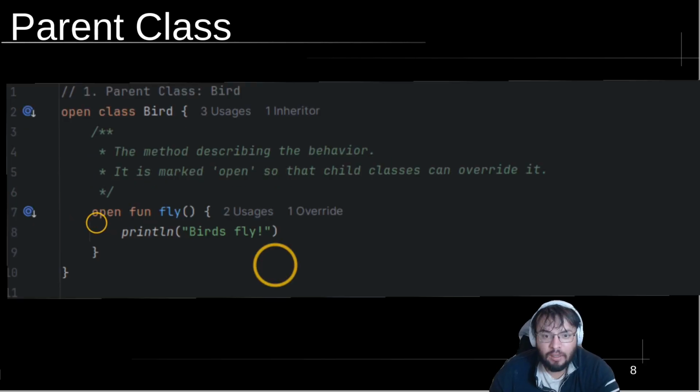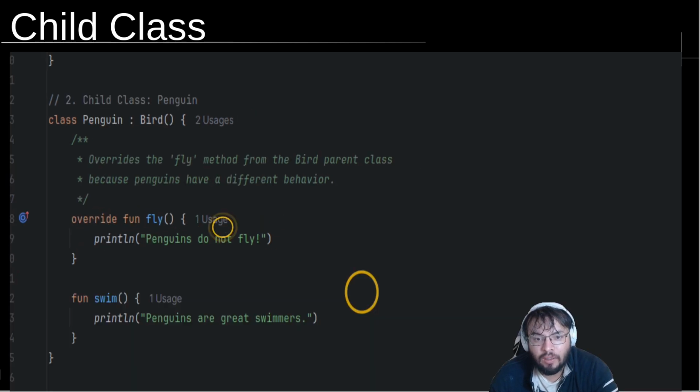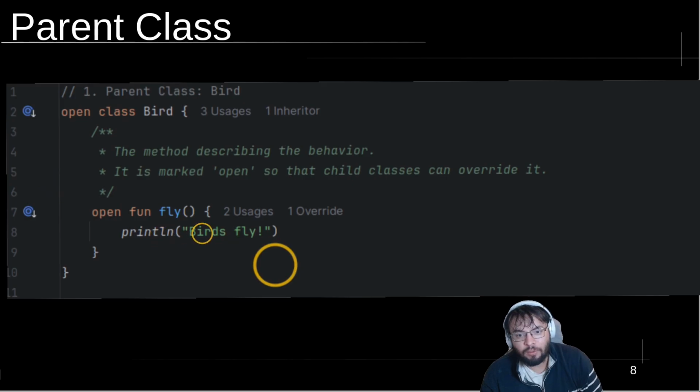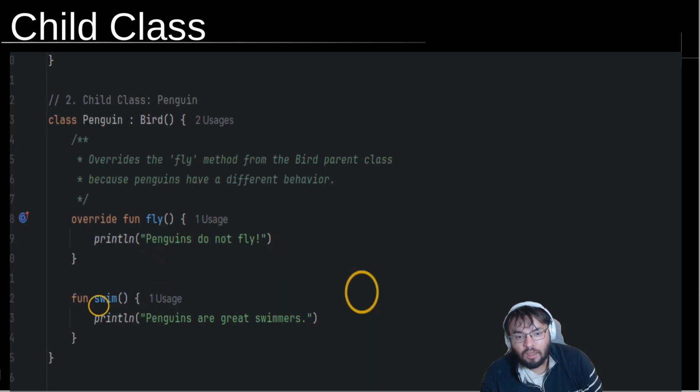Let's go back. You see it has the open keyword on the function. That way it can be overridden. Function fly prints birds fly. Then here, the Penguin class, which extends Bird, has a fly which prints penguins do not fly. So when we make a Penguin object and tell it to fly, it'll print this out and not that birds fly. The parent's function gets overridden by this one. We also added a swim function here just for fun.